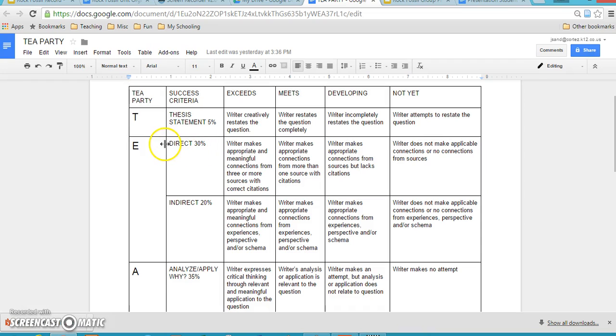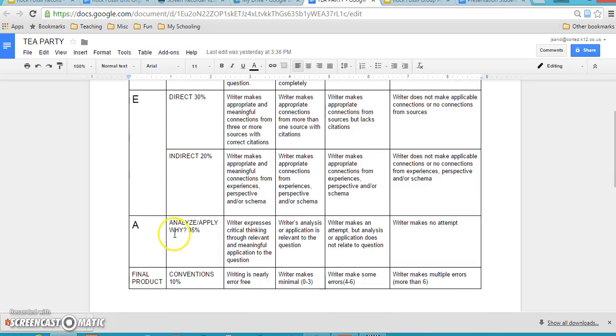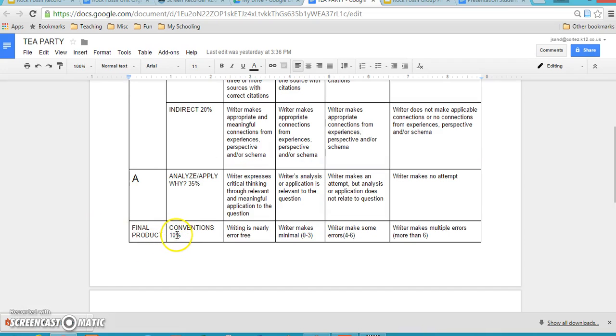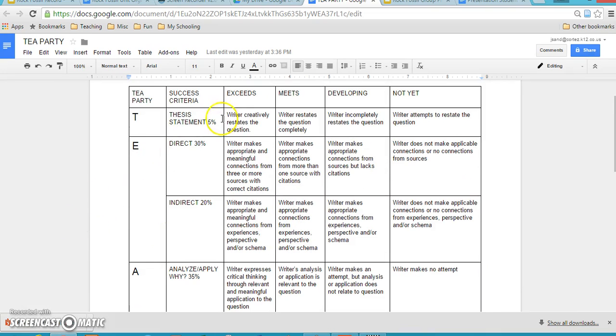30% will be based on how well you execute including direct evidence. 20% will be using indirect evidence. And then 35, which is the most, is your ability to analyze or essentially say why. Why is this important? And then conventions, right? Like, is it well presented? That's 10%. Okay? We're going to go over the exceeds column so that you can understand what exemplary score.